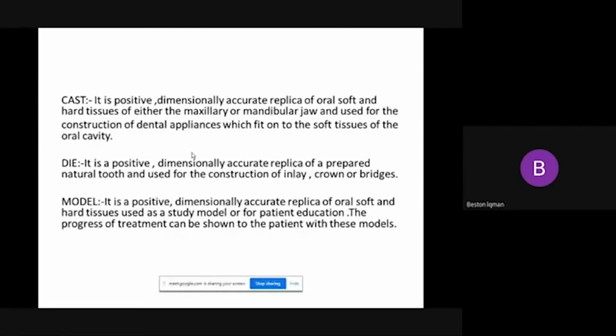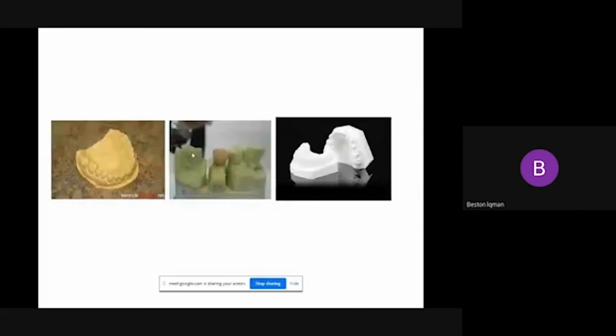Yes, doctor. Okay, the model is just for instruction of the patient and study, while the cast you can use for constructions, all of the purposes in the laboratory, while the die is only used for crown and bridge, single tooth preparation. Okay. This is the cast.